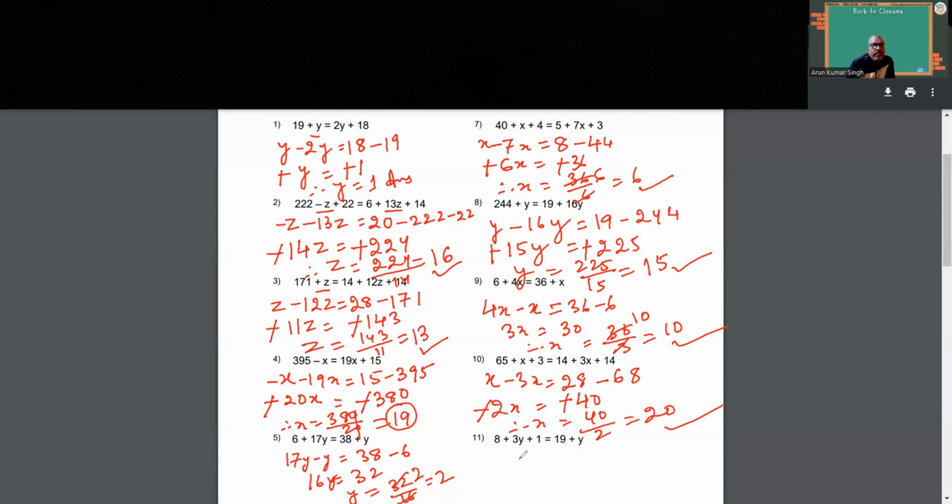Let's do the last sum, that is 18 plus 3y. So 3y minus y, and that is equal to 19 minus 8. So here 9, and that is 2y equal to 10. Hence y equal to 10 by 2, and that is 5. So we can see how easily we can solve.